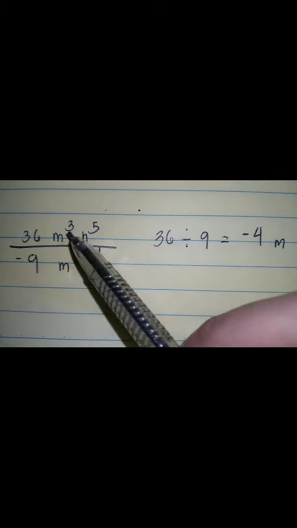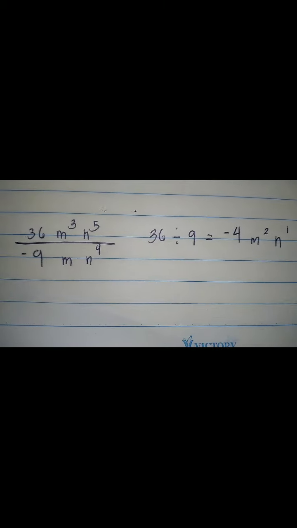For m, 3 minus 1 is equal to 2. And for n, 5 minus 4 is equal to 1. So therefore, the answer is negative 4 m squared and n1.